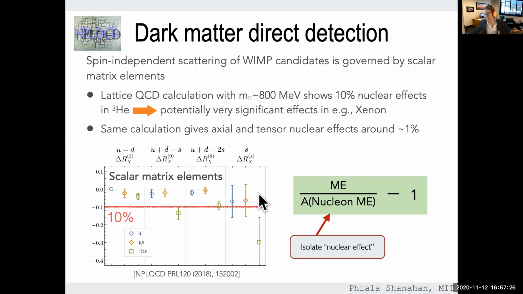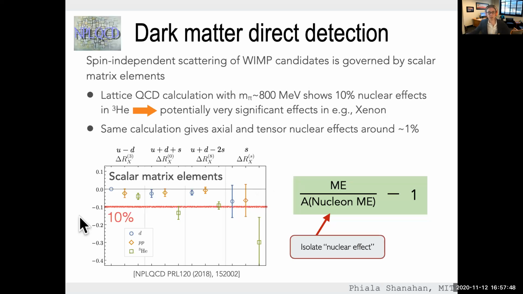You can look at, say, the axial matrix elements where we can measure them in nuclei, and we know that in medium mass nuclei, the nuclear effects in the axial matrix element are tens of percent. But in helium-3, they're very, very small. They're a fraction of a percent. Whereas here we have the scalar matrix elements having 10% effects even in helium-3.